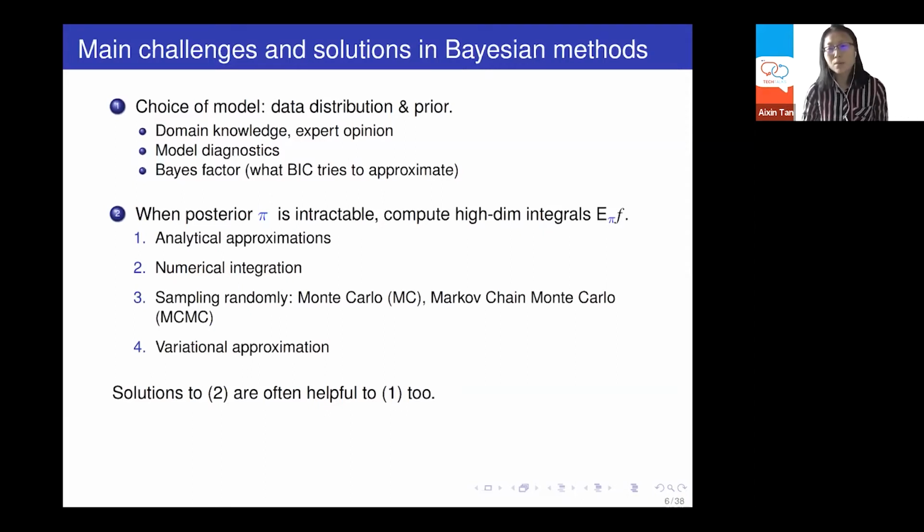Calculating, for example, the posterior mean, or the posterior mean of some function of interest f, of a very high dimensional distribution requires computing a high dimensional integral. And it's a difficult problem. So there are four common solutions, and more. I will go over some of them in the next few pages.